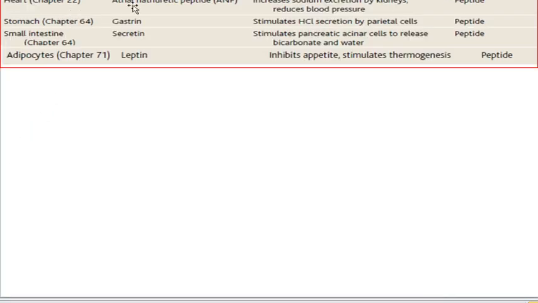Next, from the heart also one hormone originates, that is atrial natriuretic peptide, which I had mentioned in detail in my previous video. Next, the stomach secretes gastrin hormone and the small intestine secretes secretin hormone. Gastrin, I already dealt with in the digestive system, friends. Gastrin will stimulate HCl secretion by parietal cells. Next, secretin will stimulate the pancreatic acinar cells to release bicarbonate and water, which are helpful for digestion. Next, the adipocyte secretes an important hormone called leptin, and this hormone inhibits appetite as well as stimulates the process called thermogenesis.